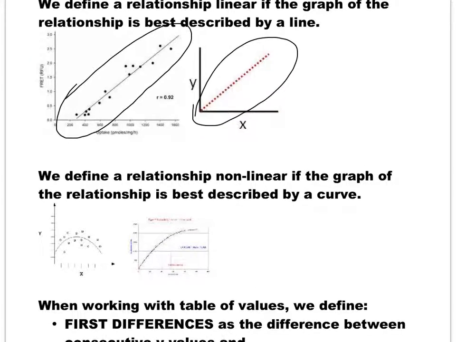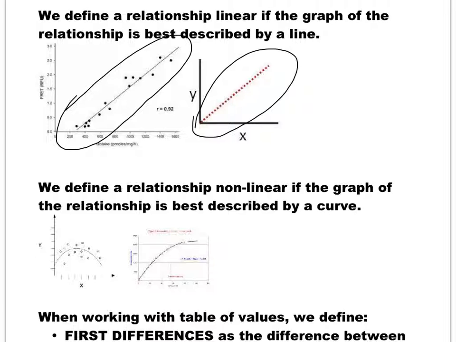We now go and talk about relationships that do not represent a linear relationship. These are what we call nonlinear relationships, and they are best described by a curve. If you look at this curve, you can see that this graph doesn't look like a line, but a curve. Or this one also is best described by a curve which is not linear. That's why we call it nonlinear.